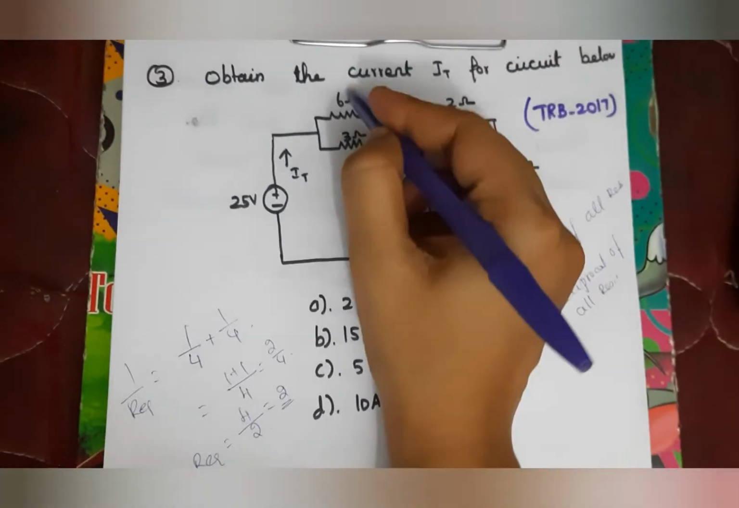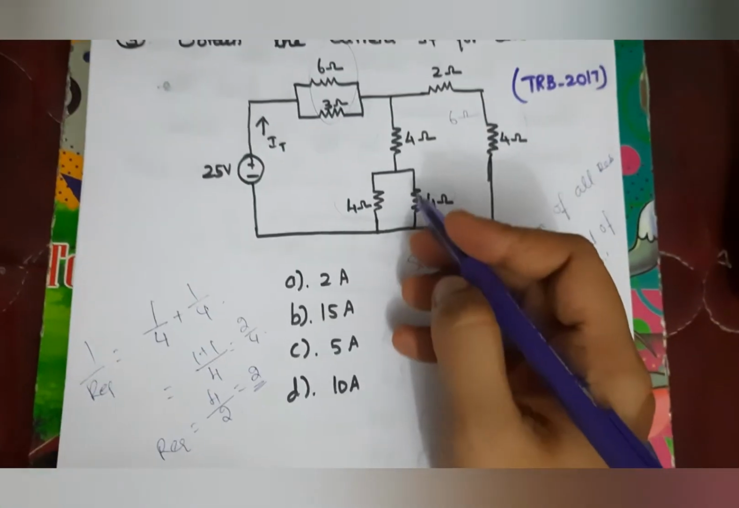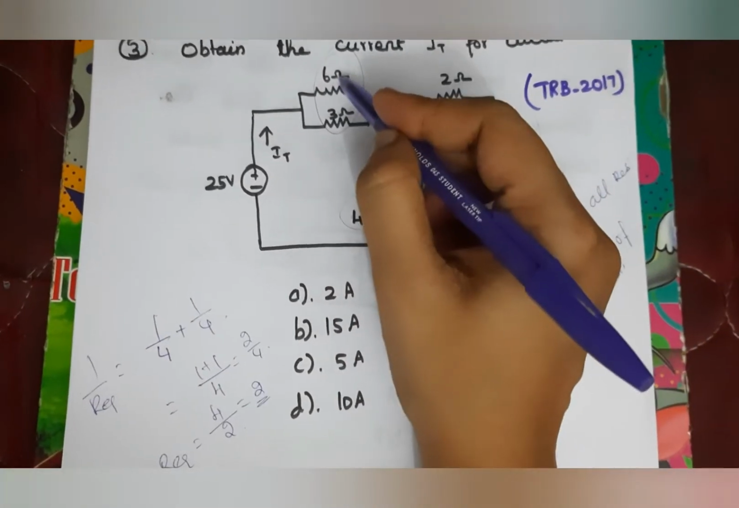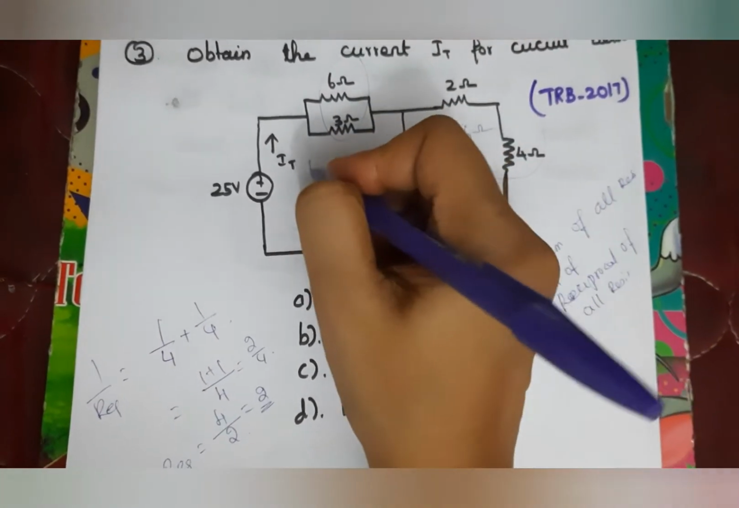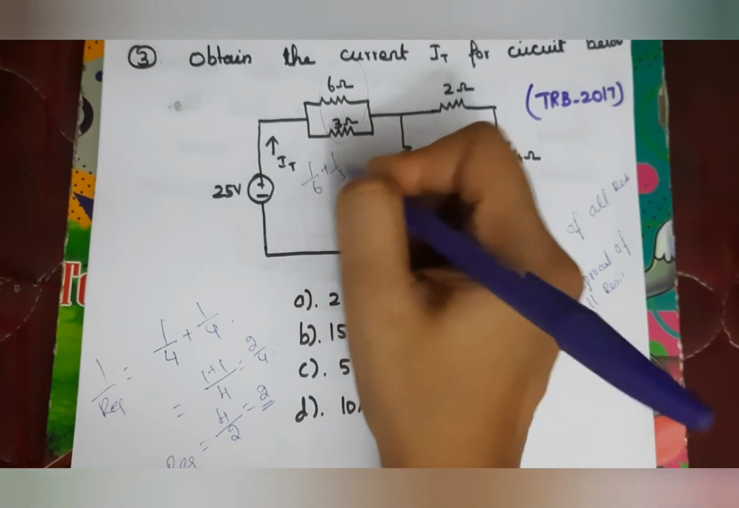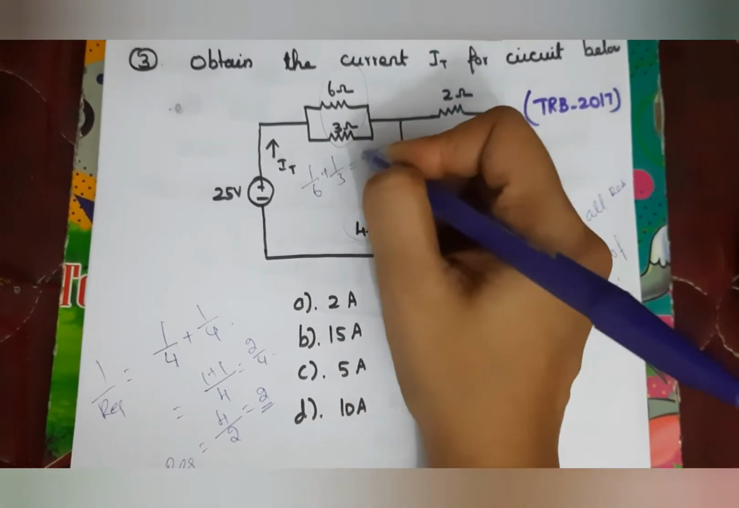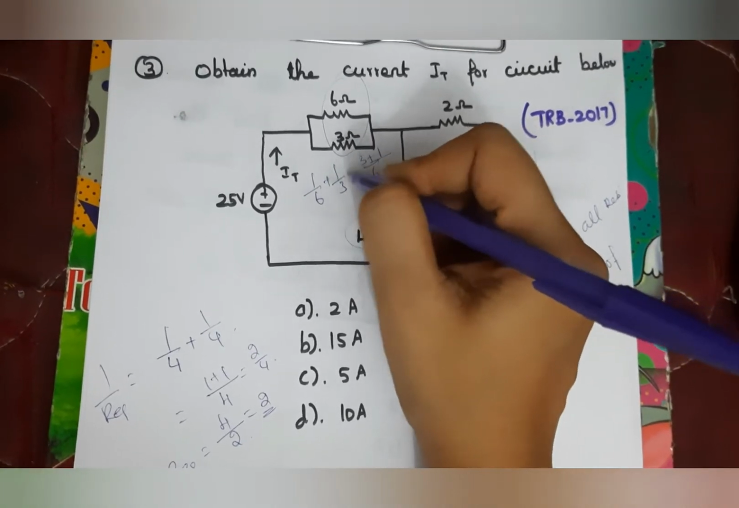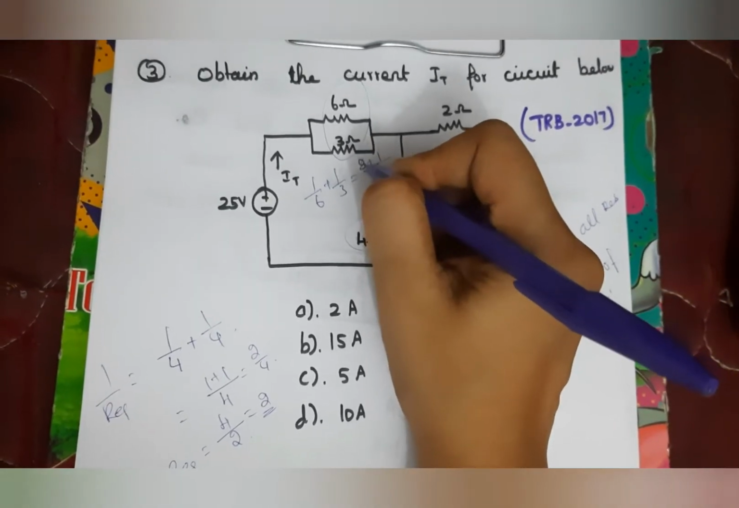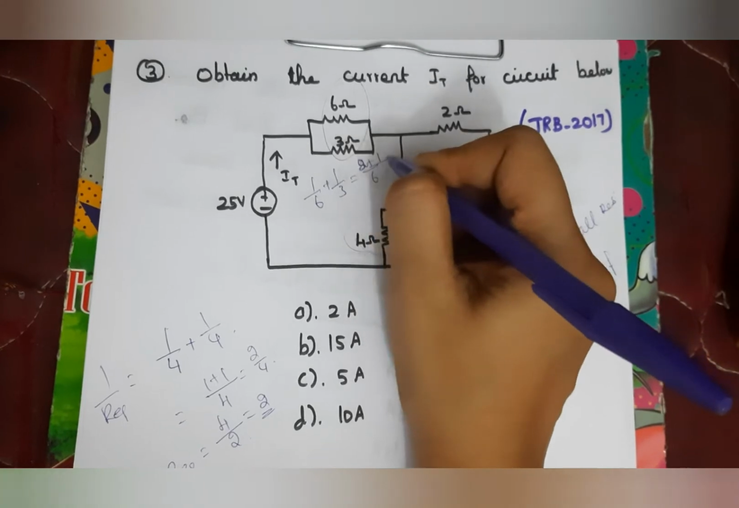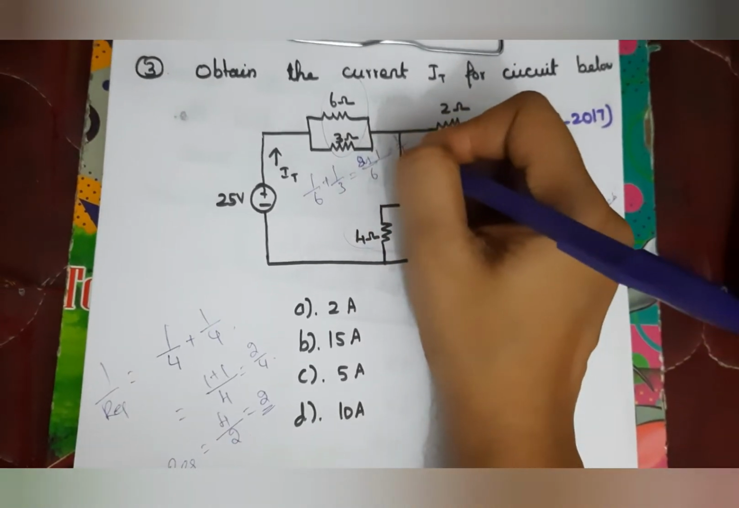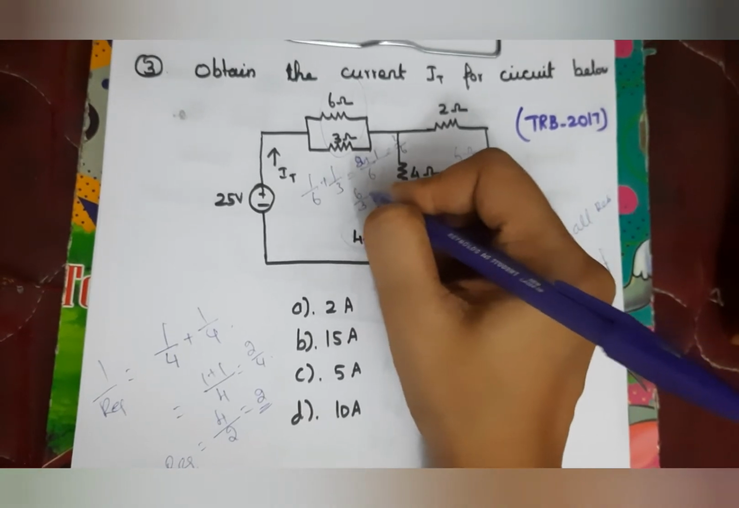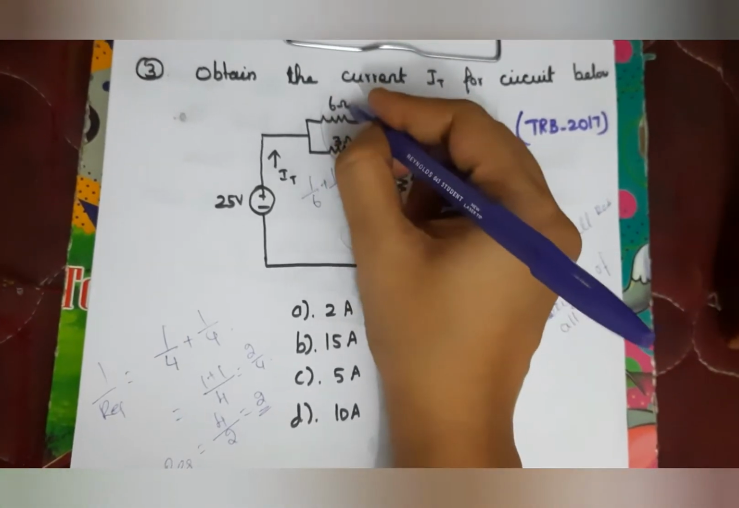Again we redraw this circuit after finding all equivalent resistances, and these 2 are parallel connections. So 1 by 6 plus 1 by 3. So LCM is 6, 1 plus 2, that is 3 by 6. So R equivalent is equal to 6 by 3, that is 2. So this becomes 2 ohm.